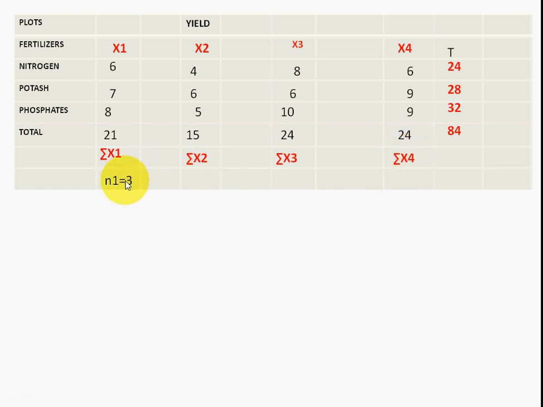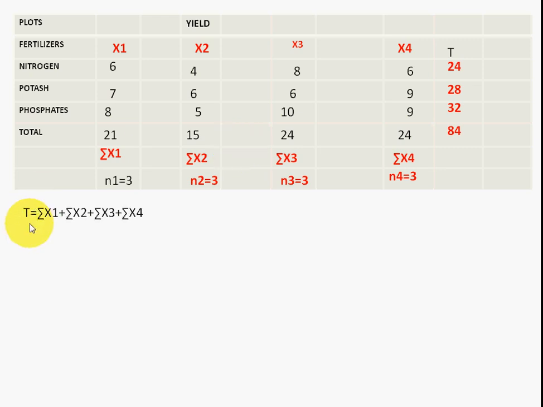n1 is equal to 3, meaning how many observations are in the sample. There are 3 observations, therefore n1 is equal to 3. Similarly n2 is equal to 3, n3 and n4 are equal to 3. This is column wise. If you go row wise, how many observations are there? 1, 2, 3, 4. Later we will consider that.